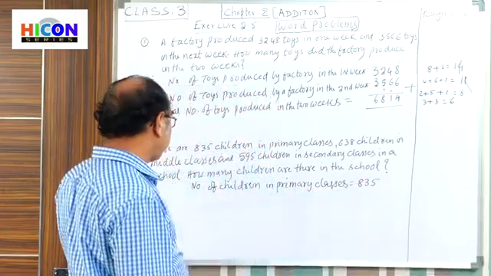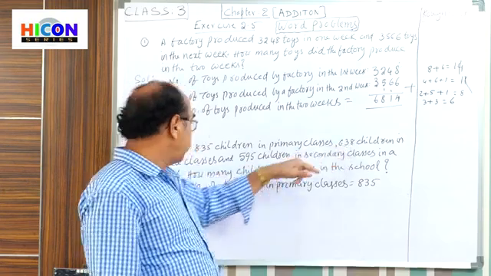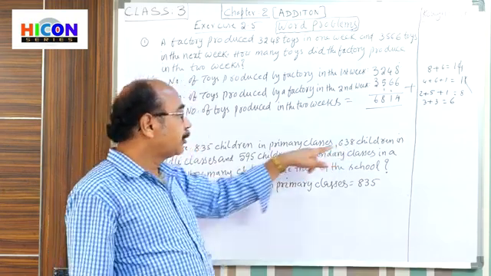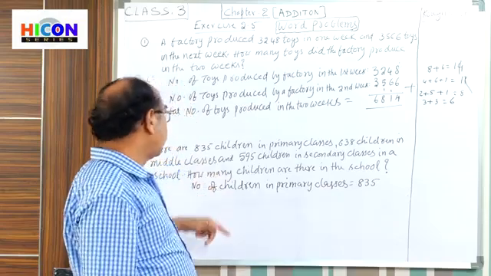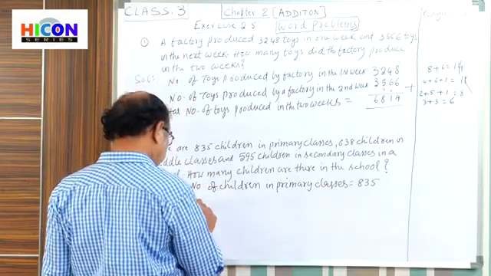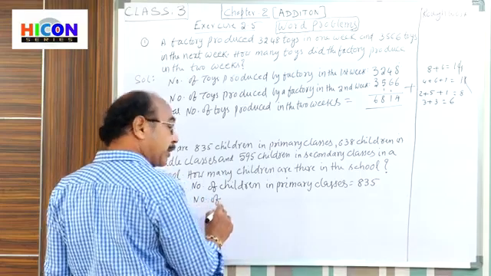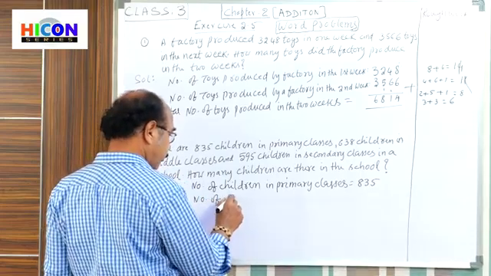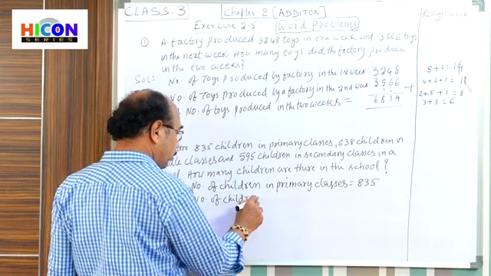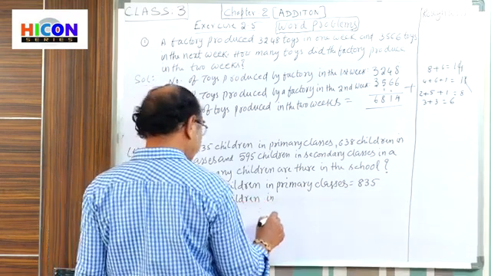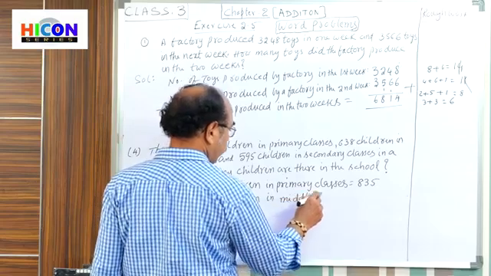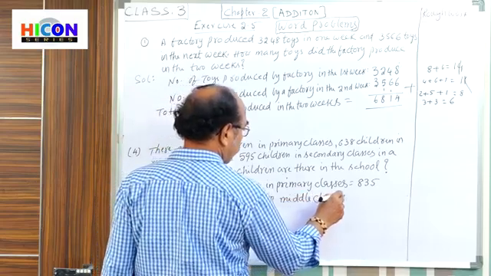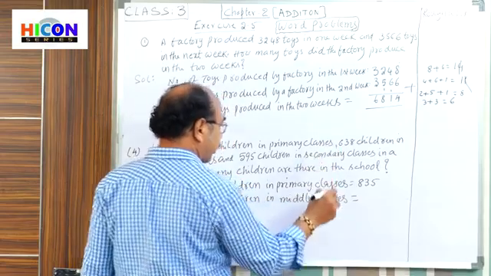Now come to the next one. How many children are there in the middle classes? 638 students are there in the middle classes. So number of children, you write this as the second step. Number of children in the middle classes. How many? 638.